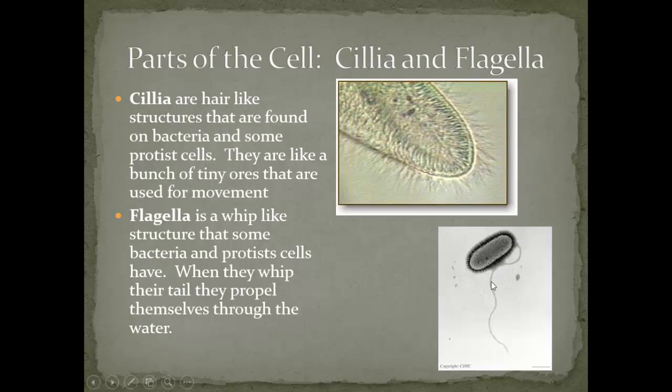Flagella, pictured right here, is this long whip that some bacteria and protists have. When they whip their tail, they propel themselves forward. All right, so they'll use it. They could also use it to hunt, so they could just whack another cell and break its membrane and kill it, and then eat the cell.